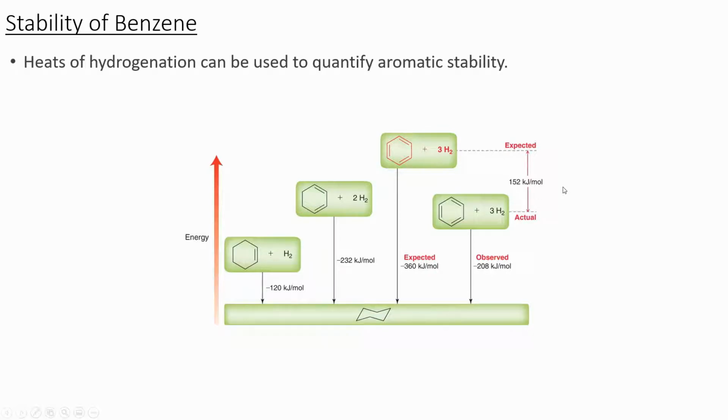We can quantify this stability with the heats of hydrogenation. 120 kilojoules per mole is released from an alkene, and 232 from a diene. With the same trend, we would expect a benzene ring to release somewhere around 360, but the actual observed heat of hydrogenation is only 208, so it's actually even less than a diene. And that's the quantification of this extra thermodynamic stability that benzene rings have.